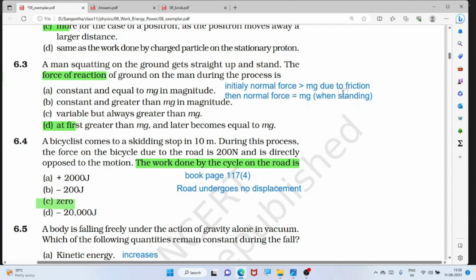Due to the friction, initially you will have frictional force as well as gravity, but when he stands up, then the only force is gravity, which is equal to the normal force when standing. So the force of reaction at first is greater than mg, then later becomes equal to mg.